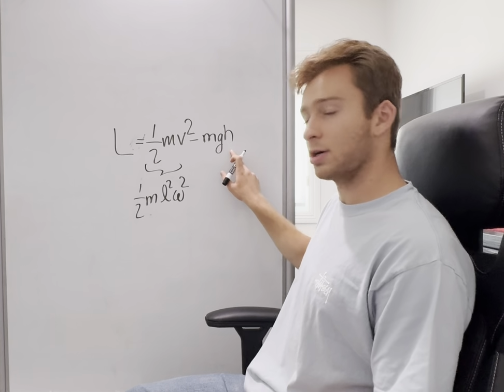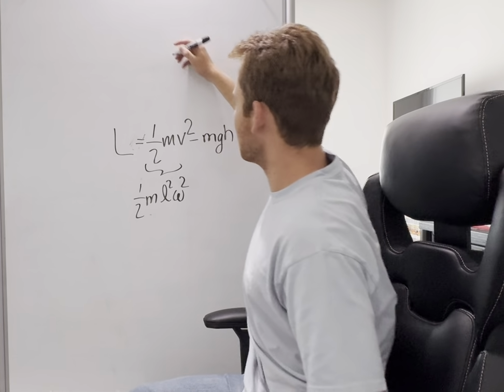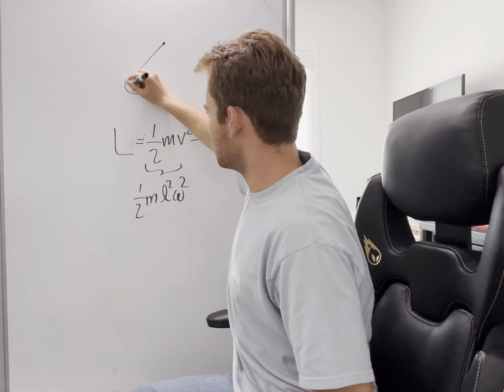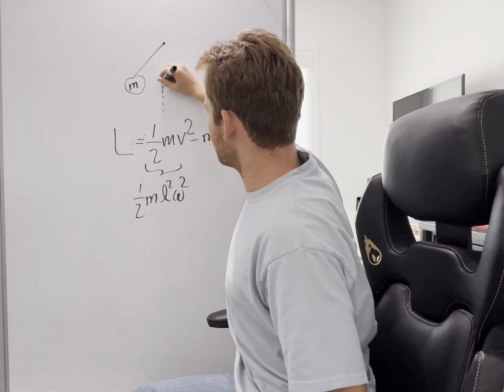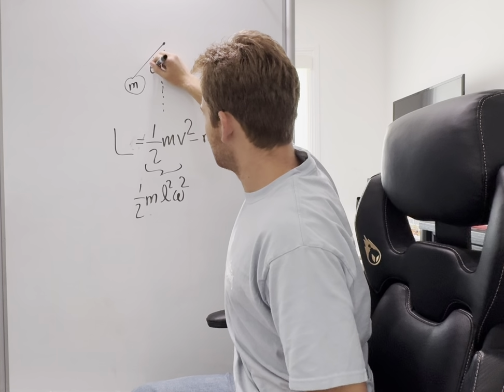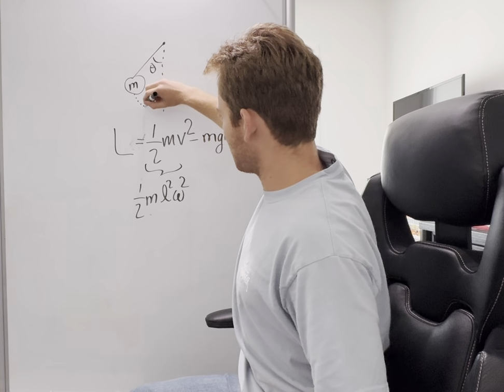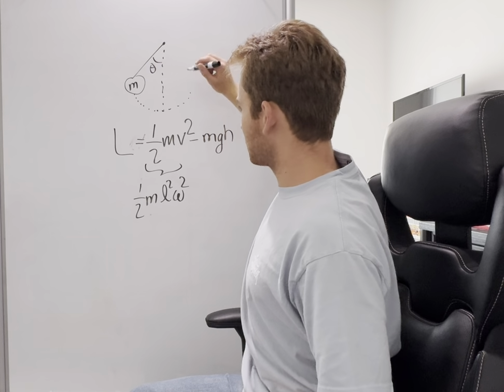And then the next part, I'm going to simplify this h term right here. If we have this pendulum right here, and this angle theta, you can trace out the rest of its trajectory. It's going to be a circle.